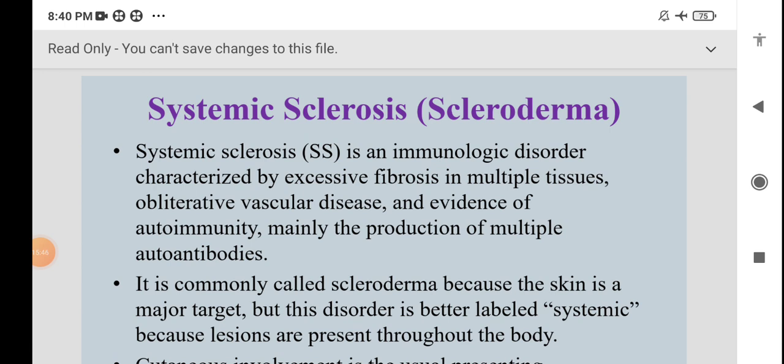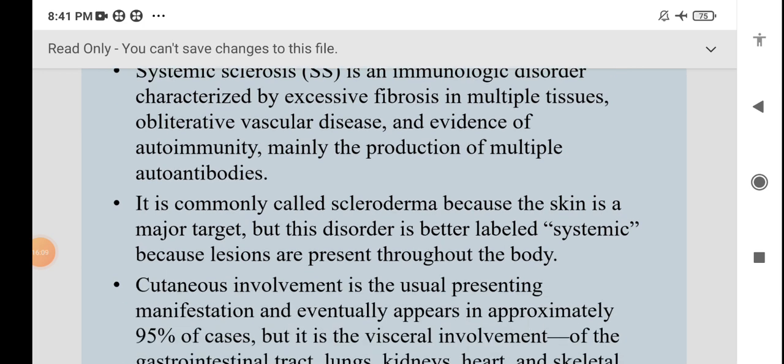Scleroderma, systemic sclerosis. What is this? This is also an immunologic disorder characterized by excessive fibrosis. The sclerosis word meaning is fibrosis. Remember that. In multiple tissues, obliterative vascular disease, and evidence of autoimmunity, mainly the production of multiple autoantibodies.